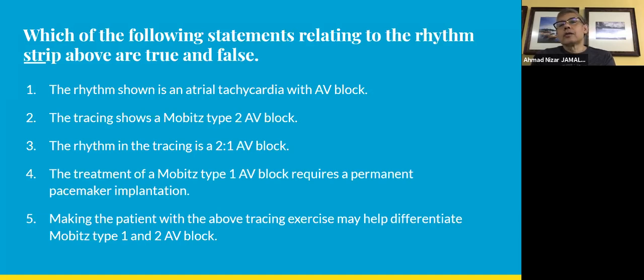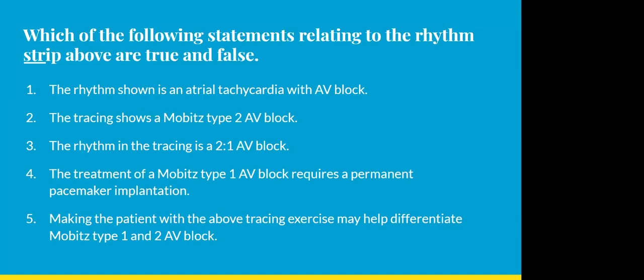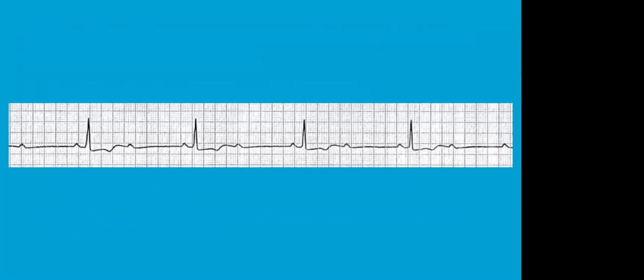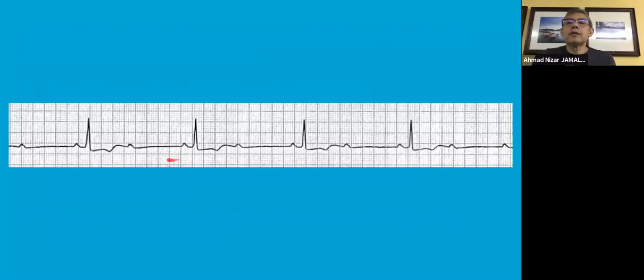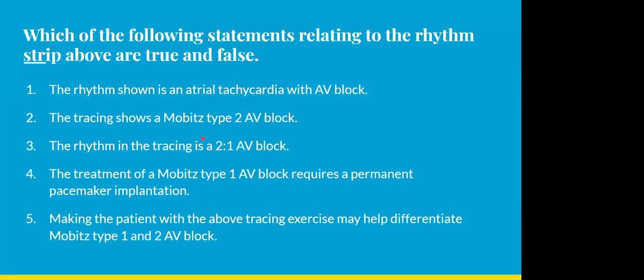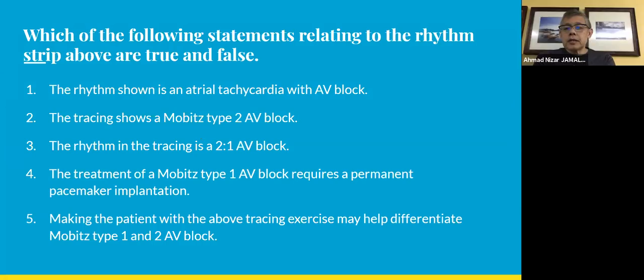So that is false. Now, if you were to look at the rhythm itself and count the rate of the P waves, the P wave rate is only 75 beats per minute. So it's certainly not atrial tachycardia. And the QRS is also not a tachycardia. So that is false, right? Sometimes you can be tricked. Okay. Number 2, the tracing shows a Mobitz type 2 AV block.